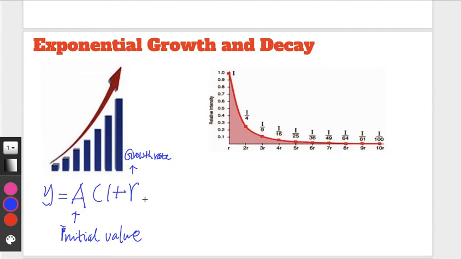Like the interest is 5% each year, or increasing 0.2% each year. This is a growth rate. And then T is the time, like after 5 years, after 10 years, after 5 minutes, after 1 hour. So it depends on the situation you are talking about. This is for growth. And for decrease, we call it exponential decay.